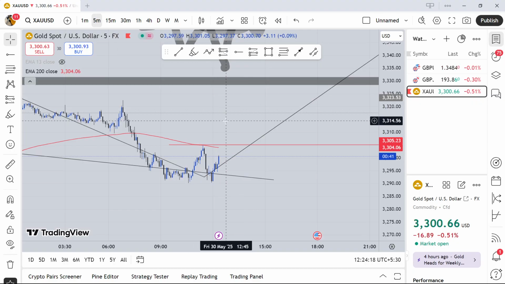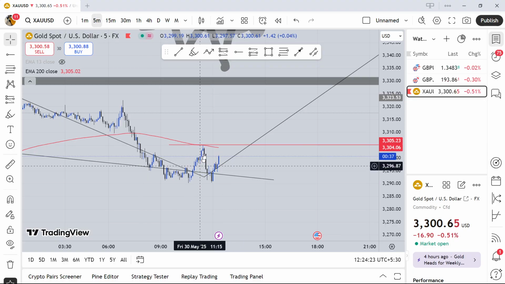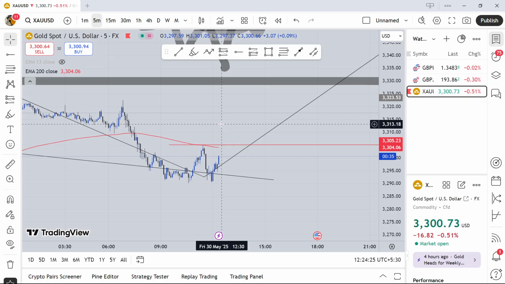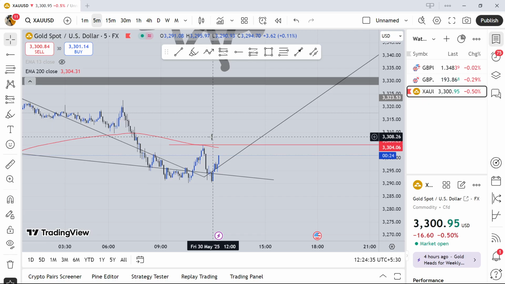So you can see that the market is still pushing to the upside. So that's what we are waiting for. You want to wait for a clear change of character. Is it clear? So that's what we are waiting for.